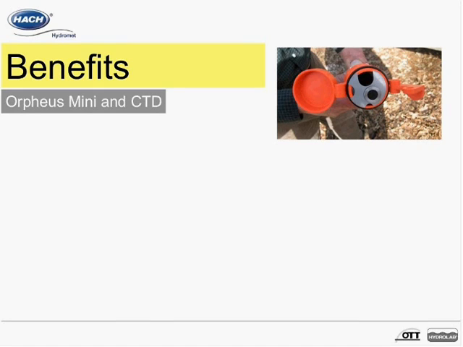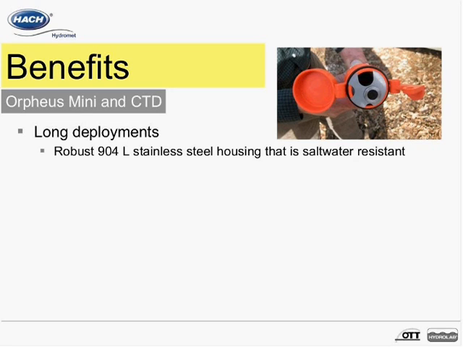The Orpheus Mini and CTD share many of the same features and benefits due to their similarity in design. First, it is important to note that both sensors were specifically designed for long deployments in harsh environments. They both feature 904L stainless steel, a much stronger grade of steel than the standard 316 steel. While stainless steel is perceived to corrode quicker in saline environments, 904L stainless steel has proven to be more saltwater resistant.